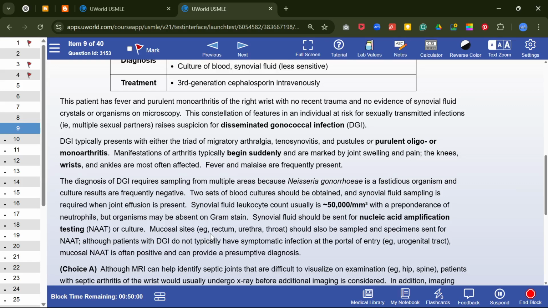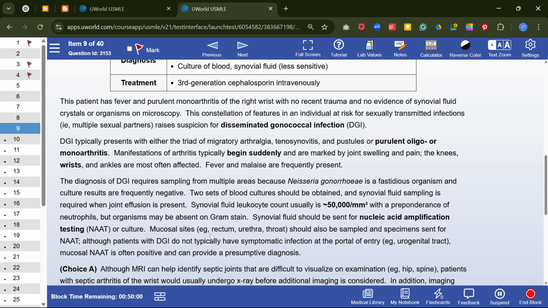disseminated gonococcal infection. DGI typically presents with either a triad of migratory arthralgia, tenosynovitis, and pustules, or purulent oligo- or monoarthritis. Manifestations of arthritis typically begin suddenly and are marked by joint swelling and pain. The knees, wrists, and ankles are most often affected.